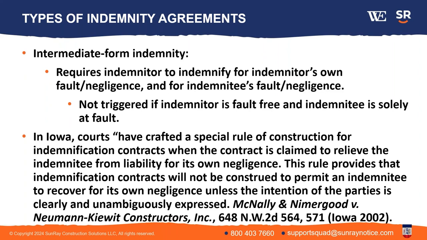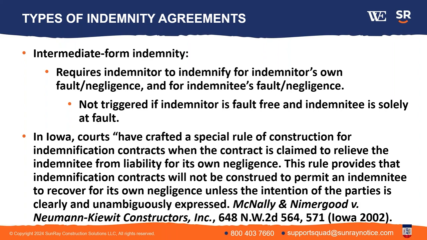Okay, the next type is intermediate form indemnity. That requires the indemnitor to indemnify not only for their own fault, but also for the indemnitee's fault. Now, it's not triggered if the indemnitor is fault-free. So you have a construction project where a general contractor, one of their employees comes in and does something and solely causes some damage. The subcontractor, for example, is not going to have to indemnify for that because they weren't at fault at all. And so that's an intermediate.